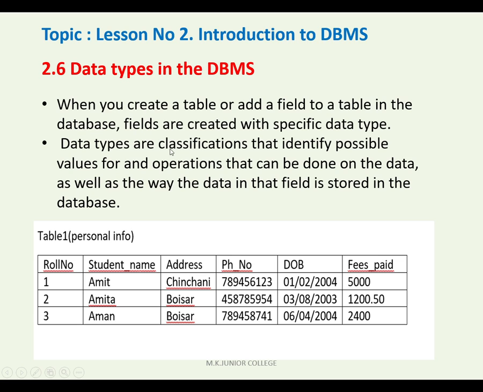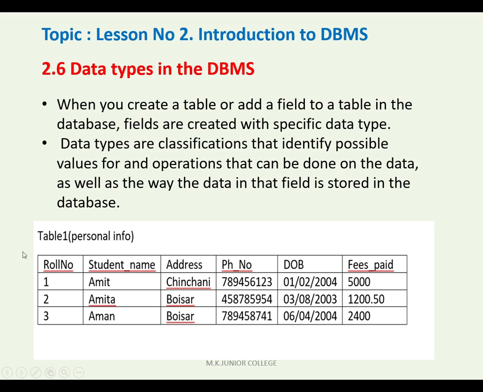Data types are a special classification that identify possible values for an operation that can be done on the data, as well as the way data in that field is stored in the database. That means depending on what type of data you are going to add under a table, the data types are decided.